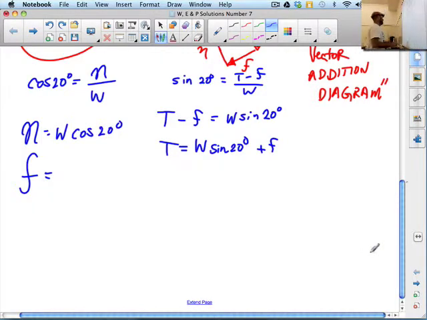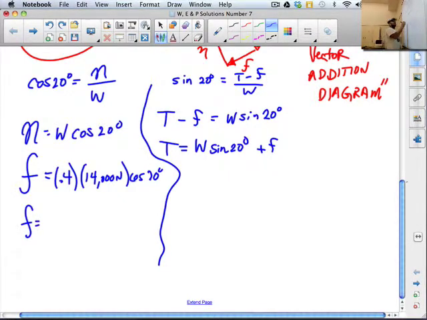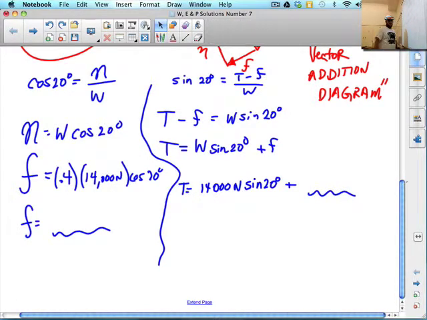So I'm going to multiply 0.4 times my 14,000 newtons times cosine 20 degrees, okay? And that's going to give me my friction force. And then over here, I'm going to have to take my 14,000 newtons times my sine 20 degrees plus whatever I get from my friction, okay? So I'll have to plug what I get here in right here. And that should help you with number 7.